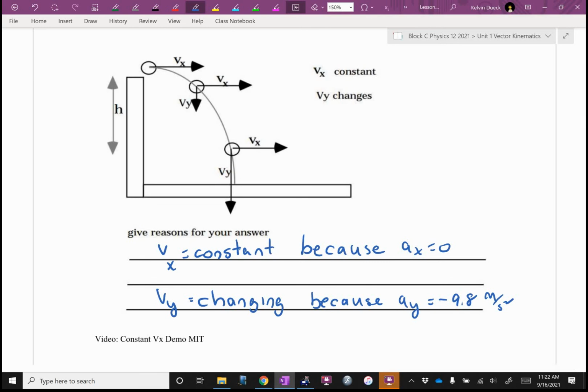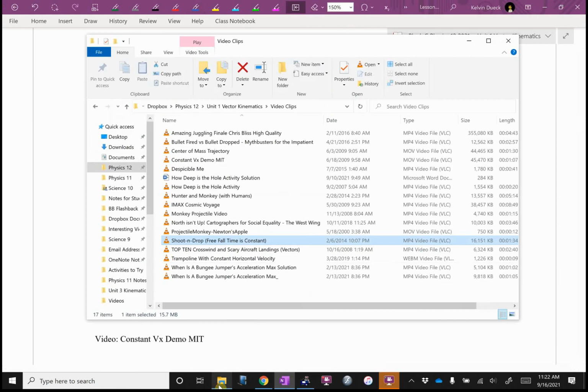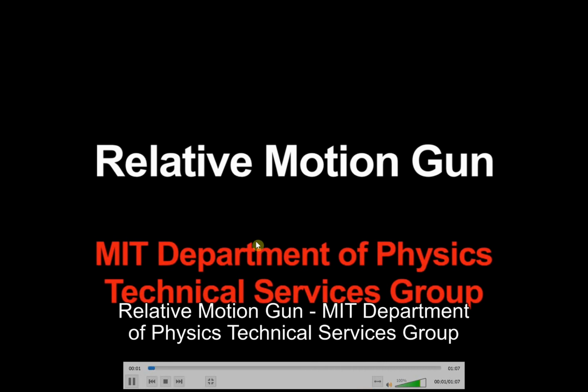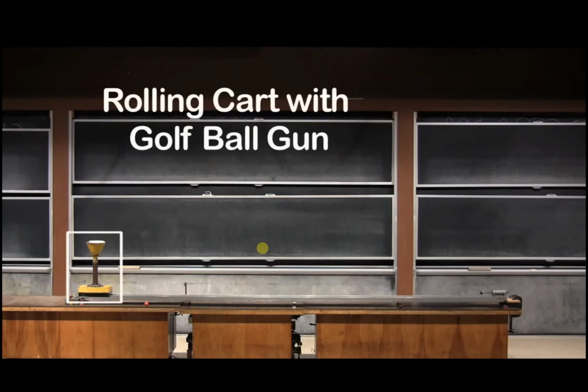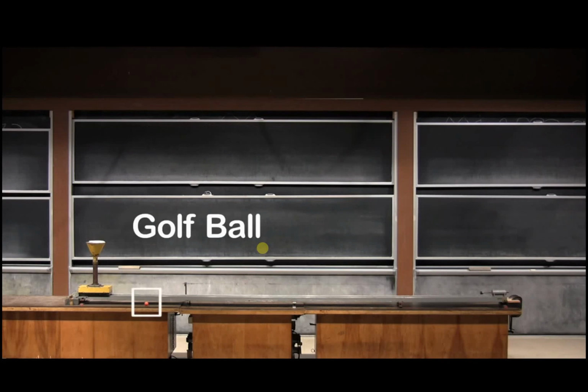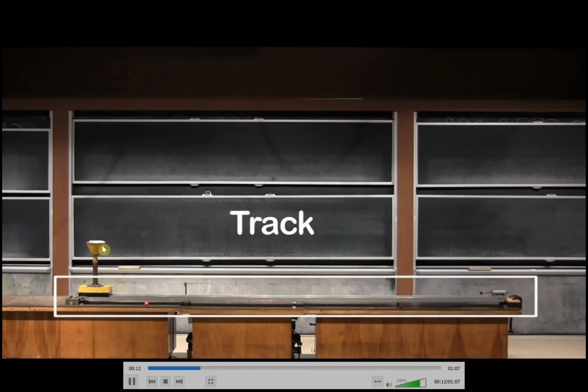So again, MIT has a really nice piece of equipment that is far more expensive than I can afford. How much? This one's about 400 bucks. Actually, probably more. It's probably around 600 bucks because they got an electric sensor. So what we have is a little cannon, a golf ball cannon right there that's going to fire a golf ball straight up.